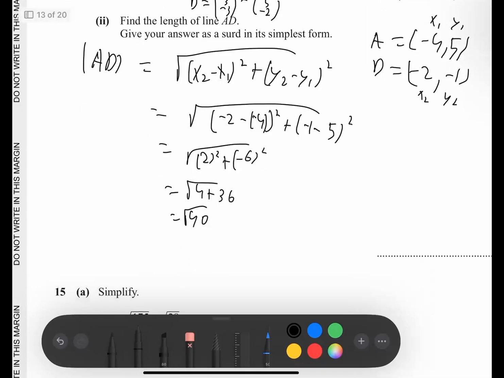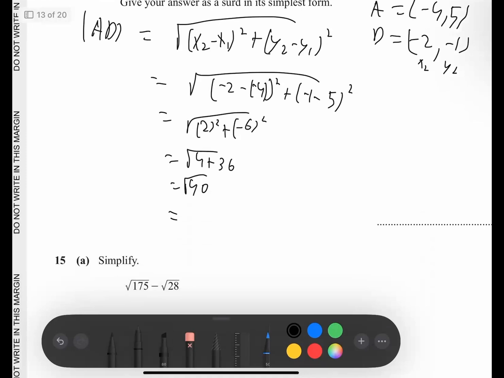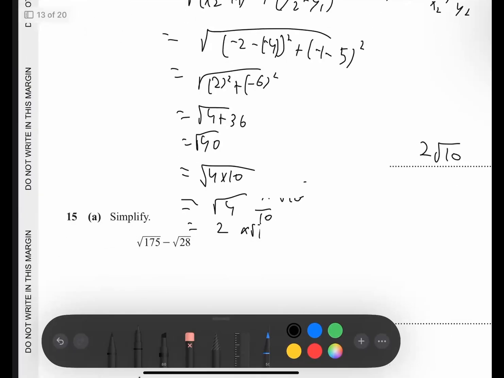Now we need to give it in its simplest form. So what we're going to do is write 4 times 10 under root. It's the same thing. 4 times 10 is 40. Now root 4 and root 10, it's still the same thing. But now 4 is a perfect square, so we can write this as 2 root 10. So this would be our simplest answer.